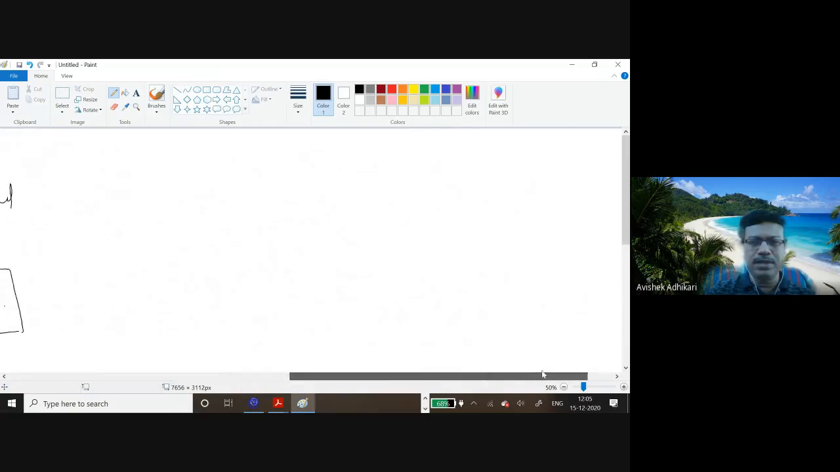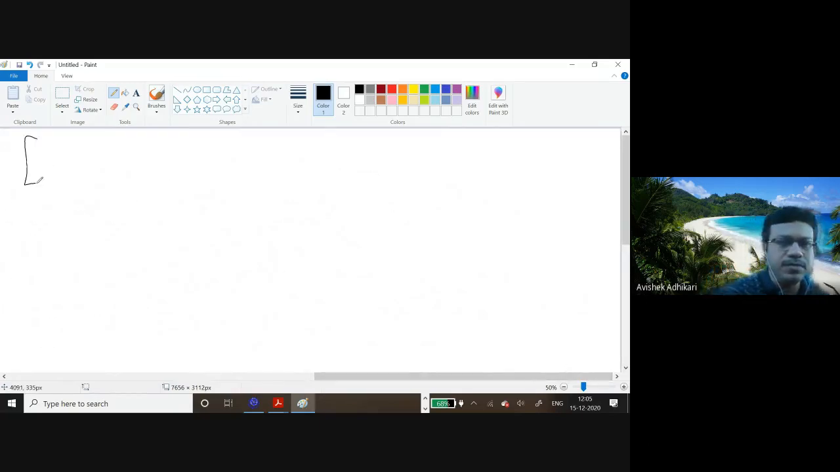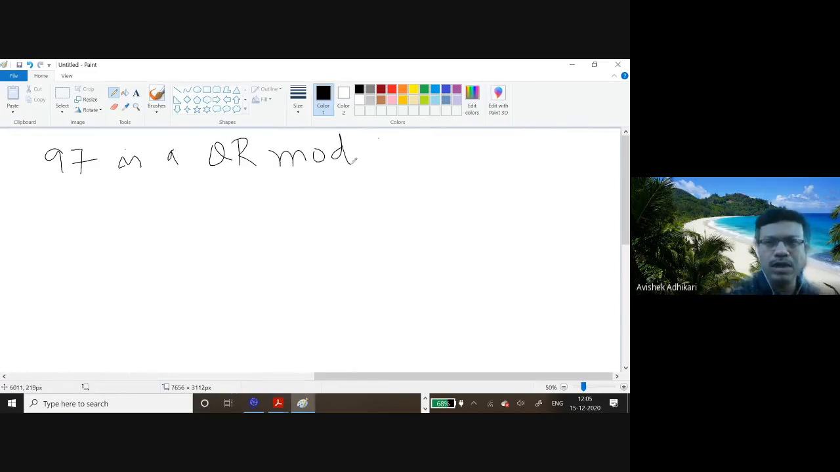For example, if I give you 97, and I ask you whether 97 is a quadratic residue modulo 101, then we may be stuck. So how to find? Do we really check all the elements of Z_101 star to check whether 97 is a quadratic residue or non-residue? So this is the question: how to answer this?